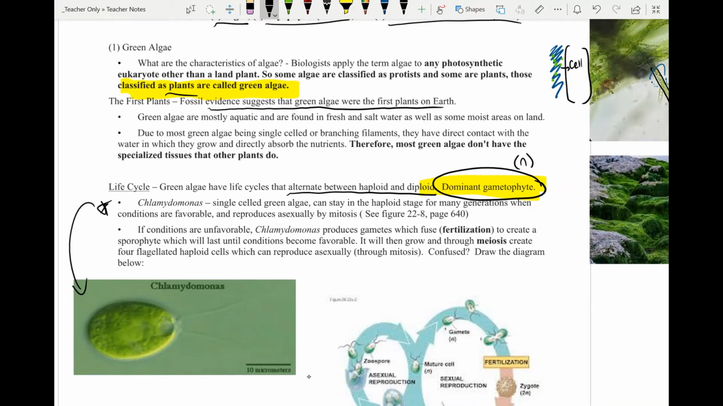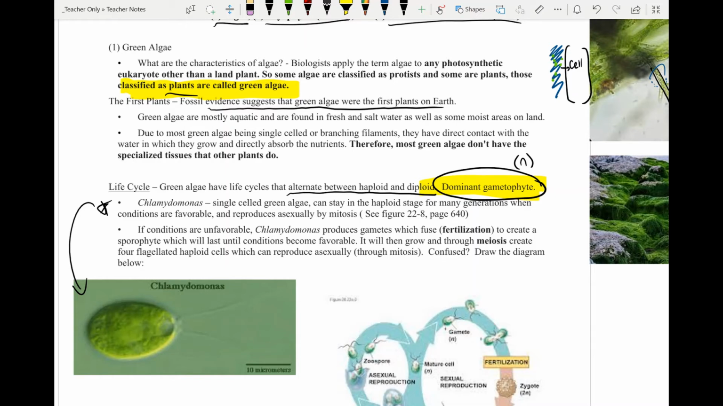You can see there's two kind of filaments. I believe those are for swimming around, so it would be flagella or flagelli. If conditions are unfavorable, these organisms can produce gametes which fuse through fertilization to create a sporophyte, which will last until conditions become favorable, then grow through meiosis to create 4 flagellated haploid cells which can reproduce asexually.